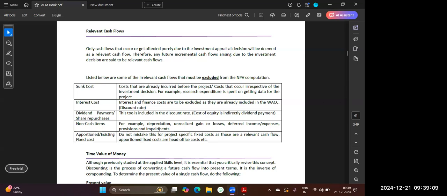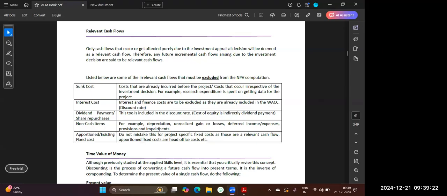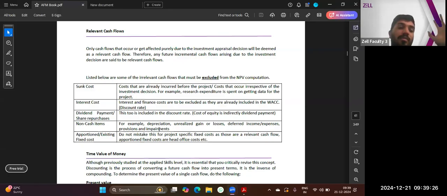Now, non-cash items. What do we mean by non-cash items? Non-cash items are where your actual money is not involved. Let's say depreciation. When you put a depreciation expense in the P&L, is your actual bank account moving? No. Anything which moves your bank account is a cash flow. Anything which does not touch your bank account is not a cash flow for you.